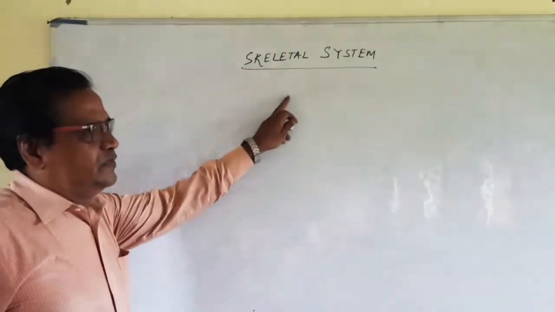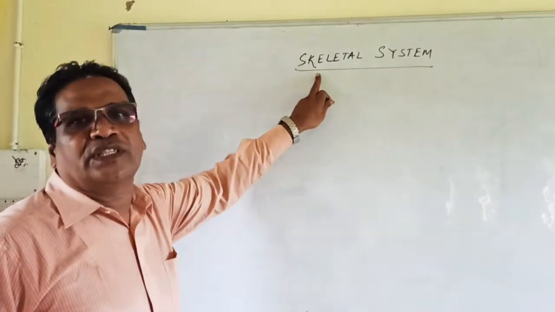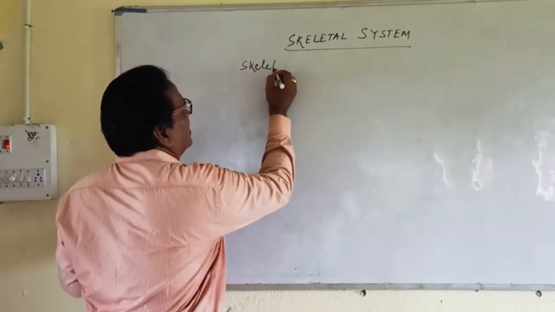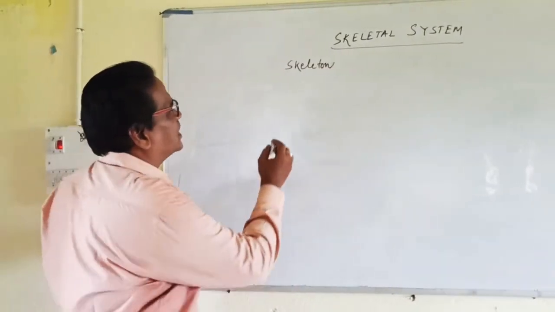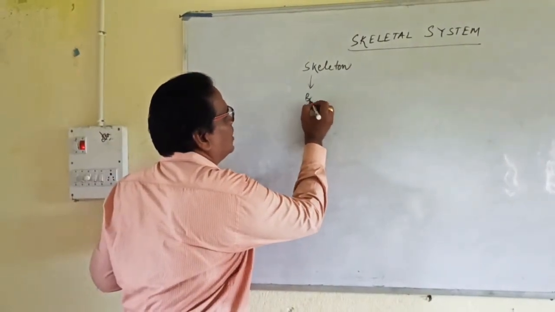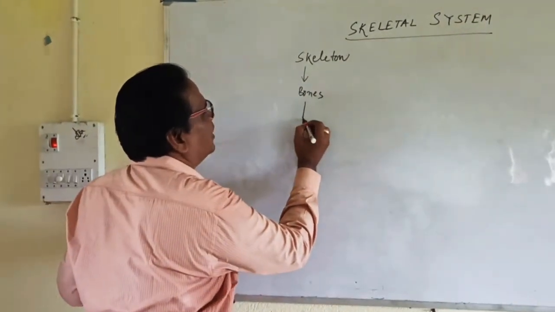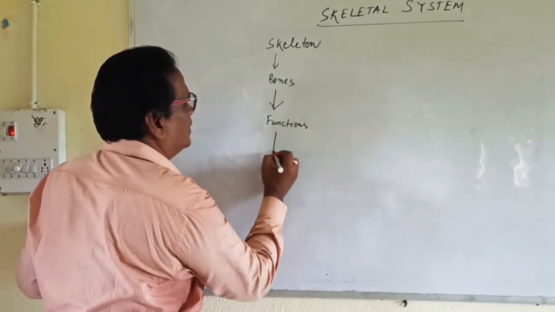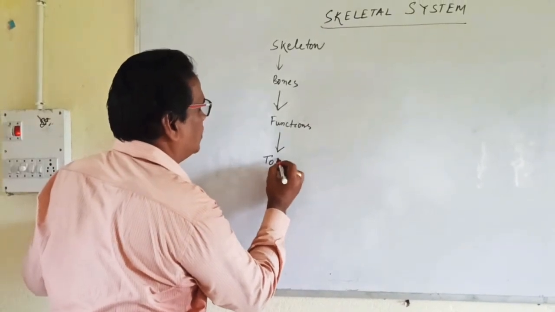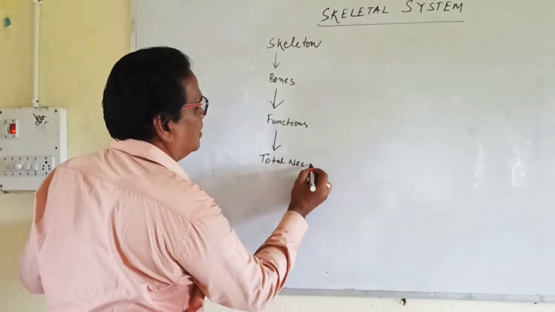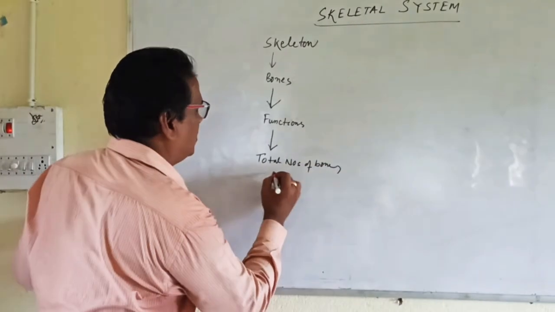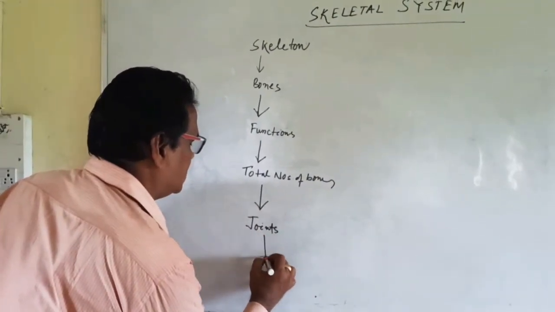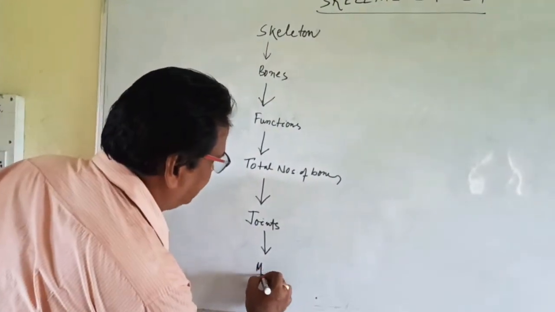The skeletal system. The system which deals with the skeleton. How is the skeleton formed? First, the skeleton is forming. So skeleton, then come to bones. Regarding bones we have to discuss, then functions, then total number of bones, then joints, then movements.